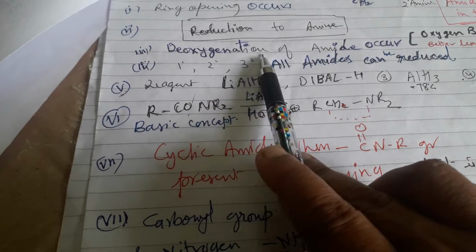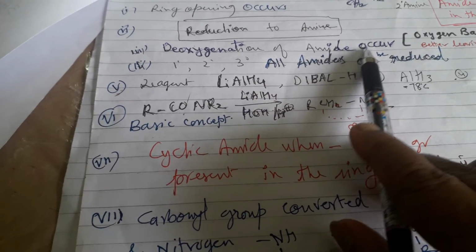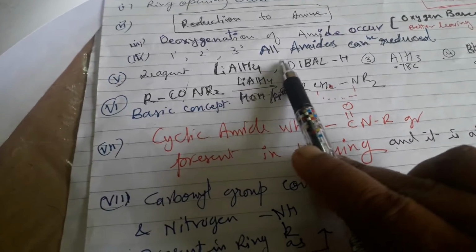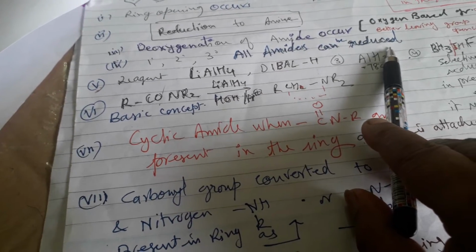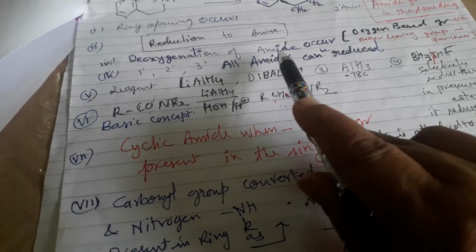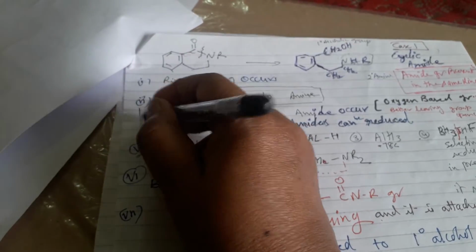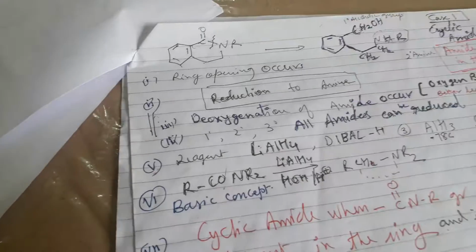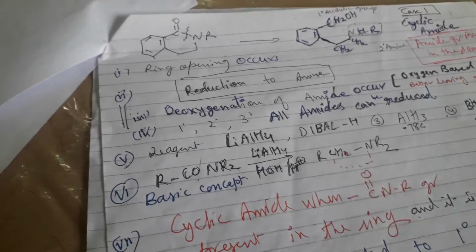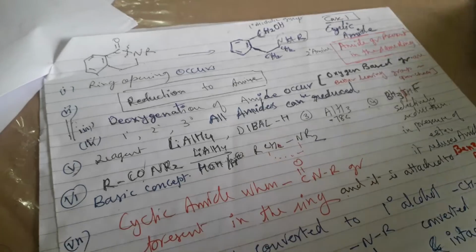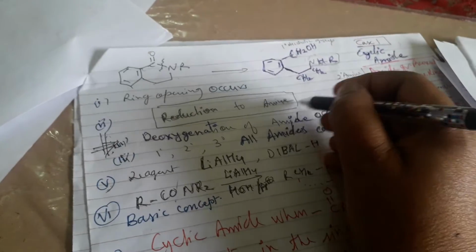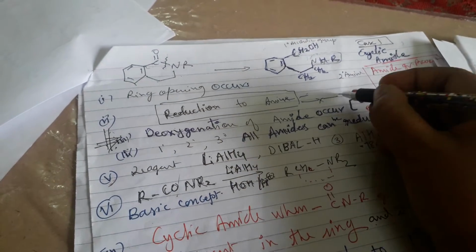Okay, now the reduction of amide occurs, that we will discuss. Oxygen based groups are better leaving groups. 1, 2, 3 degree, all amides can be reduced. So here this is the general category, and we are discussing the exceptional case. Okay, this does not belong to this. This belongs to the other group, which I have to tell you now, because I had written everything in one go. This does not belong here. This is a stop over here.